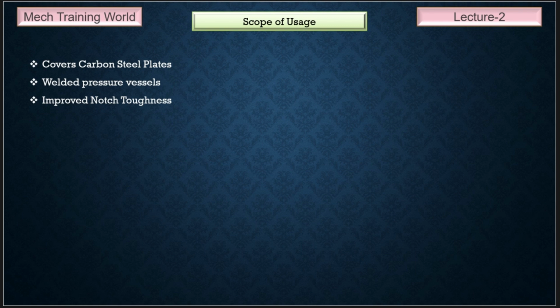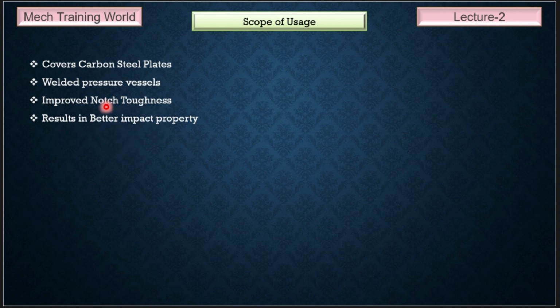What does it mean? If you improve notch toughness for the SA-516 material, what will happen? It will result in better impact property. Where is this better impact property useful? It is useful if you use your pressure vessel at low temperatures, mainly in the cryogenics field. So the improved notch toughness is better.